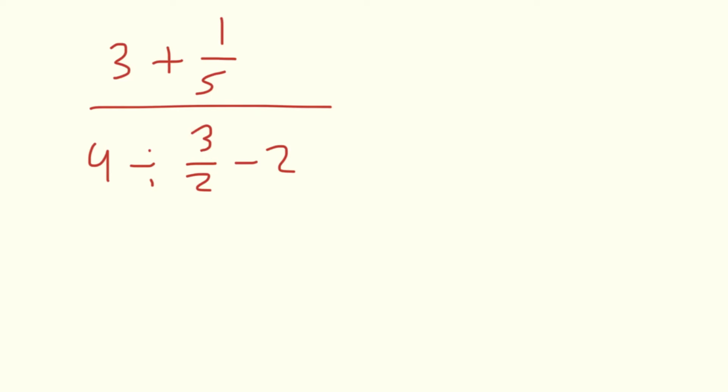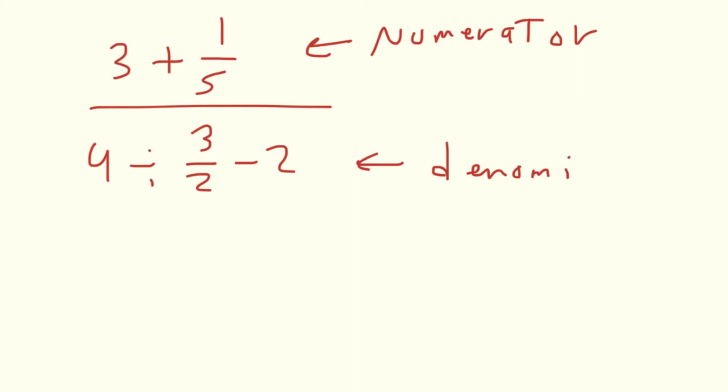We need to simplify each one separately. So we need to look at the numerator and simplify it, and also look at the denominator and simplify it. If I simplify the numerator N first, then N equals what? 3 plus 1 over 5.